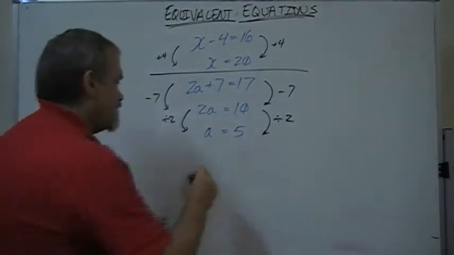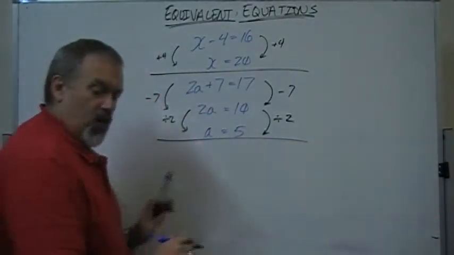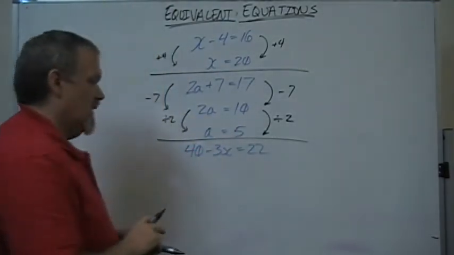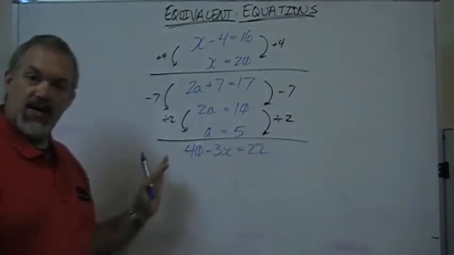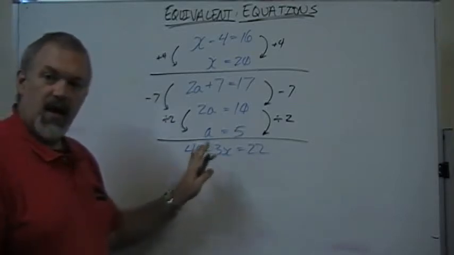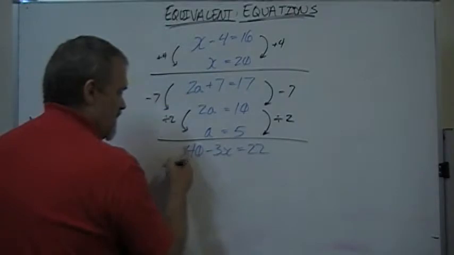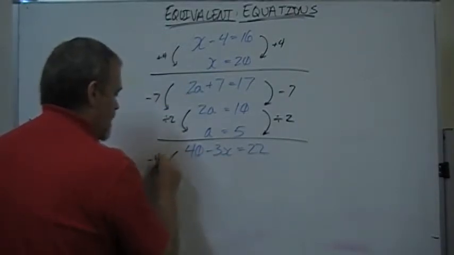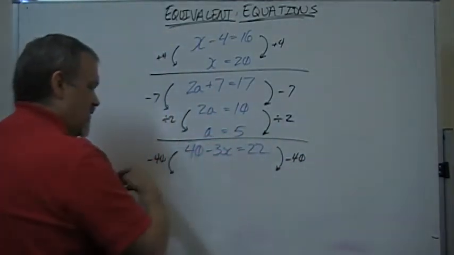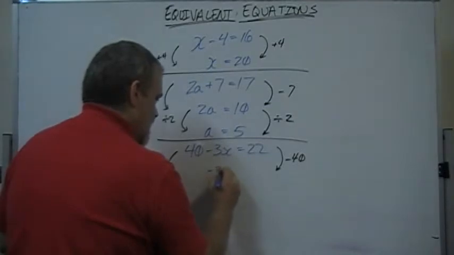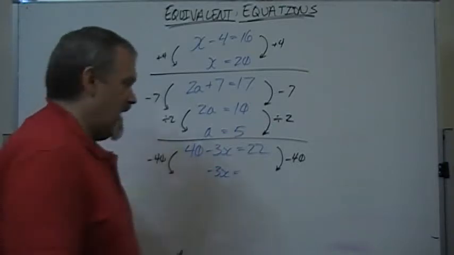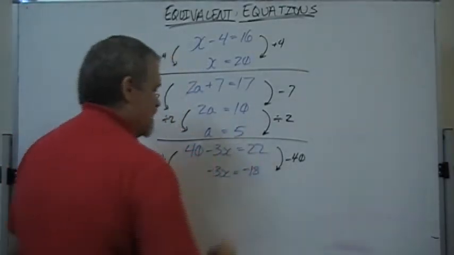One more example. Let's try this one. 40 minus 3x is equal to 22. Again, I wanted to do my addition and subtraction first. So, what do I need to do? Well, I want to take that 40 and put it on the other side. It's a positive 40, so I'm going to subtract 40 from both sides. Minus 40. Now if I take the 40 away, then I'm left with just minus 3x. And what do I have here? 22 take away 40, and that leaves me with minus 18.